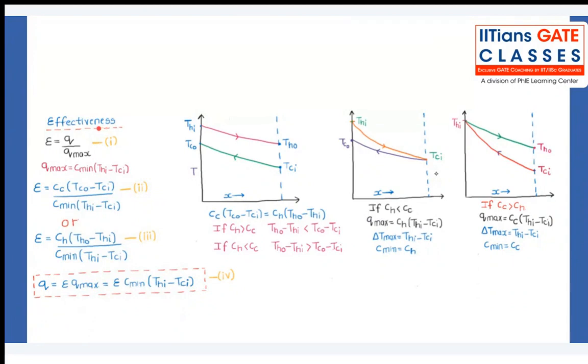As I told you, you have two fluid streams which are coming in. One fluid stream is the hot fluid, another is the cold fluid. If you write this energy balance, heat gained by the cold fluid is equal to the heat lost by the hot fluid. CC is the heat capacity rate. It is the product of mass flow rate and specific heat.